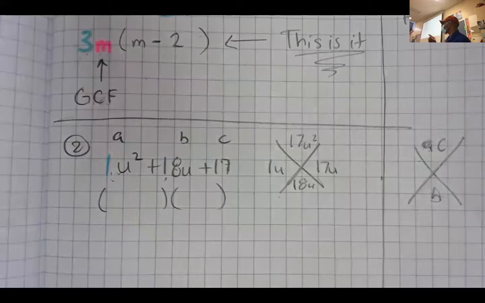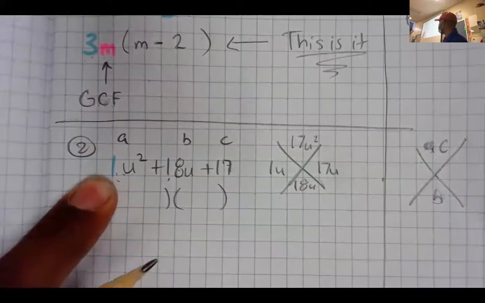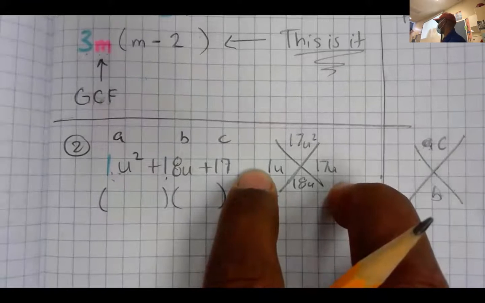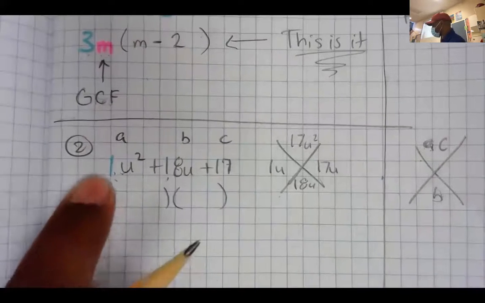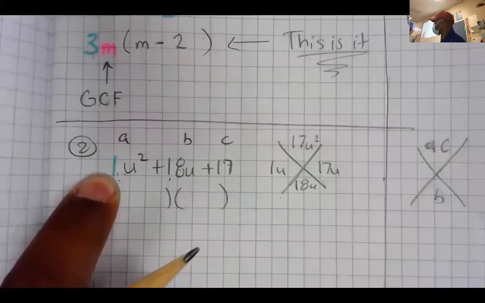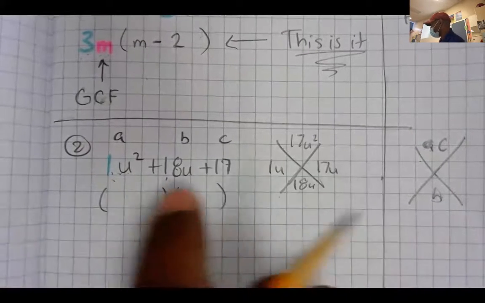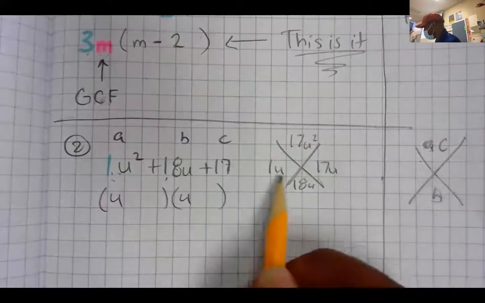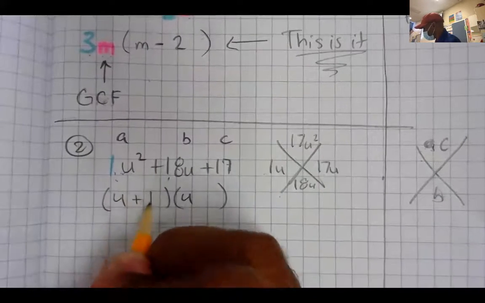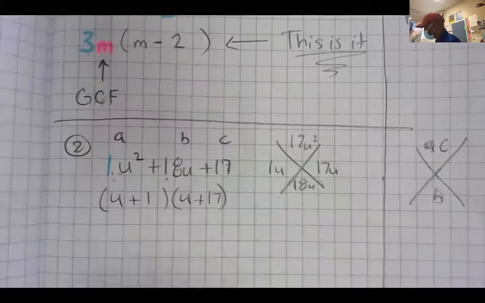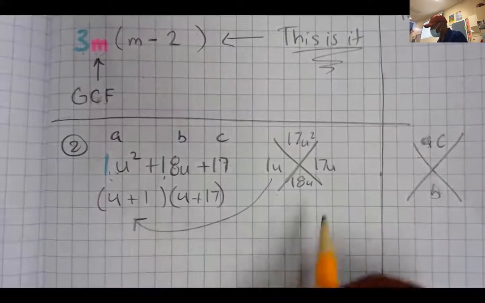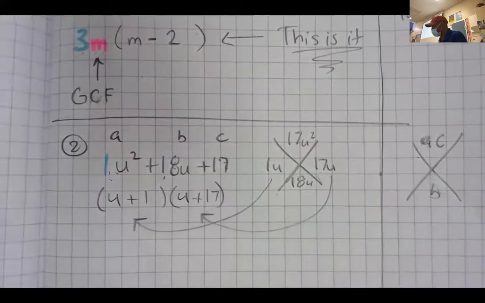Now, the shortcut with this: if you just have one in the front, those are my numbers that go inside the parentheses. If this is bigger than 1, then I'm going to have to do the box. But if it's just 1, I literally can just go straight to writing u. These are both positive, so I'll put +1 and +17. So that goes there, and that goes there.